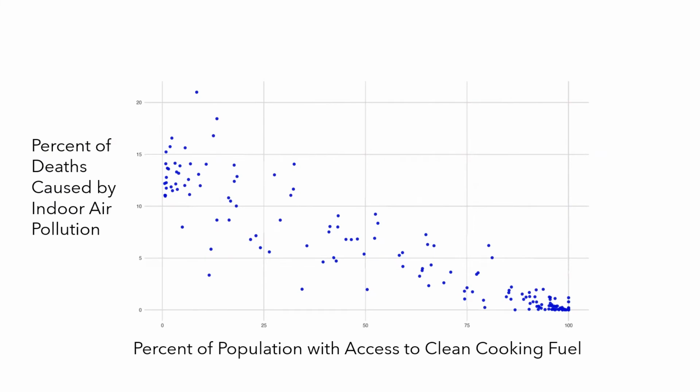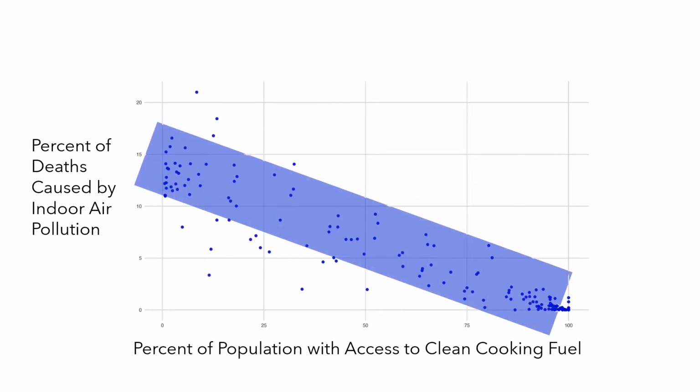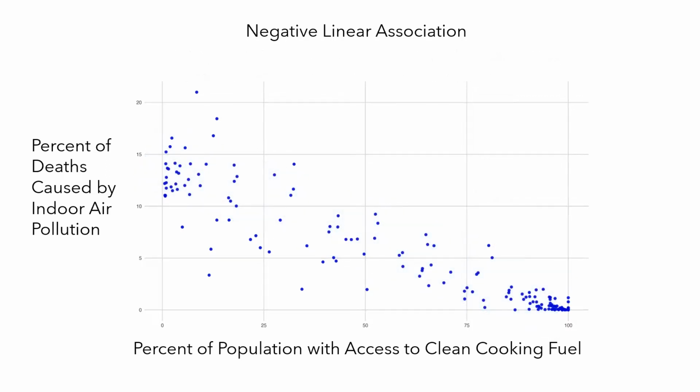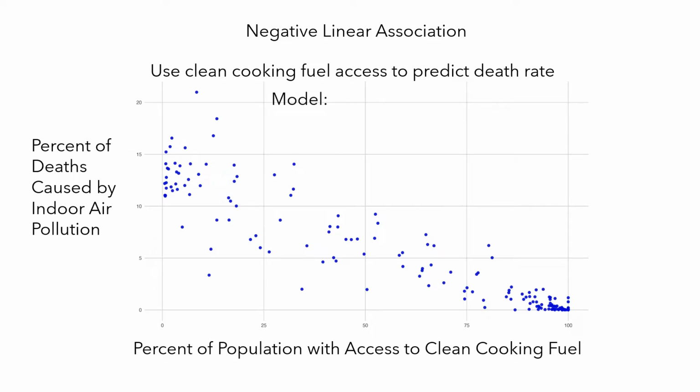We made a scatter plot to examine potential relationships between these two variables. We noticed a pattern in the scatter plot, a negative linear association, which meant that as the percent of population with access to clean cooking fuel increases, the percent of deaths caused by indoor air pollution decreases. Our goal is to use the values of one variable to make predictions about the other variable, that is, to use the clean cooking fuel access to predict the death rate. In order to do that, we need to create a model for this association.